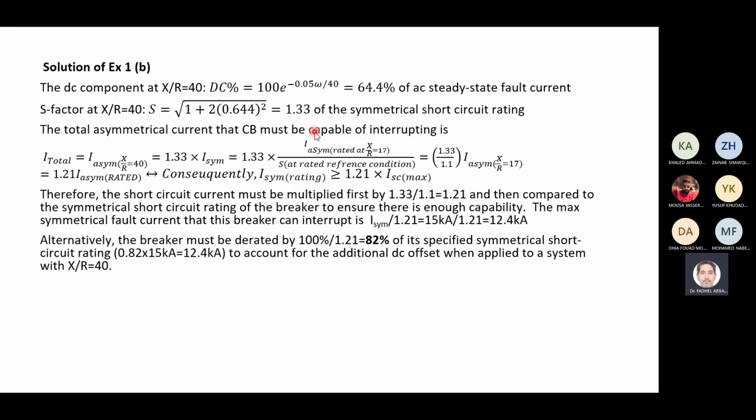فالحين how do I rate التوتال ريتد كرنت عشان اطلعها؟ نقول الاسيمتريكال ريتنج الجديده، اللي هي الاسيمتريكال ريتنج عند الاكس ار 40، هي 1.33 صح، ضرب السيمتريكال كرنت. هذه معناتها شنو؟ ان الاسيمتريكال فاكتور ضرب السيمتريكال كرنت يعطيك الاسيمتريكال كرنت. اوكي.